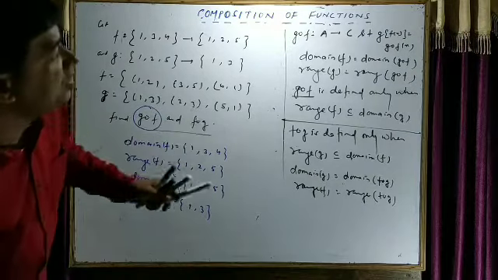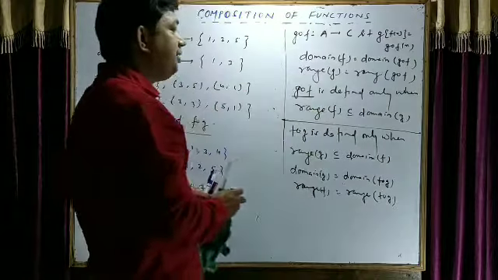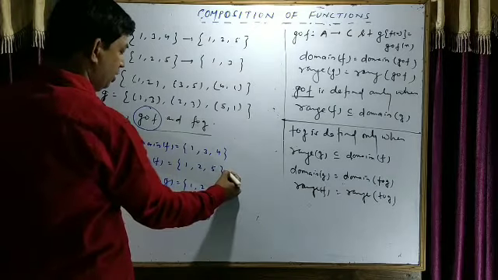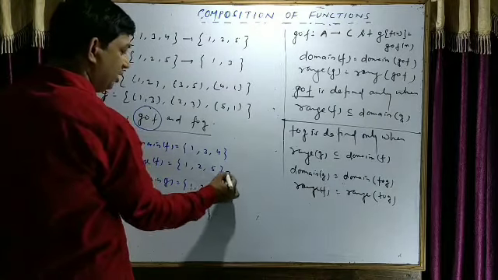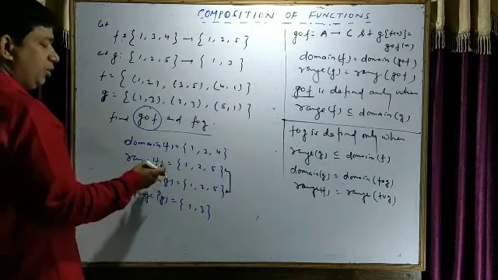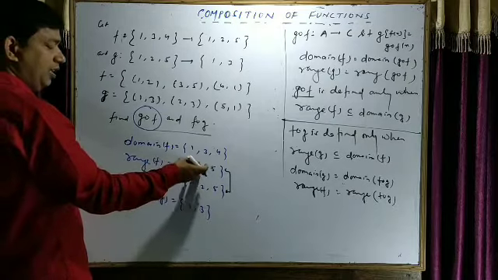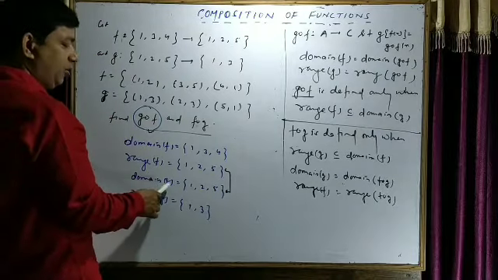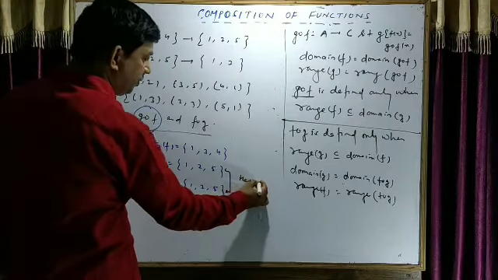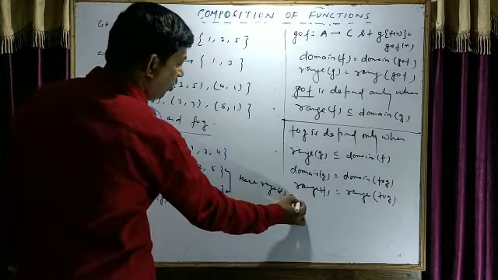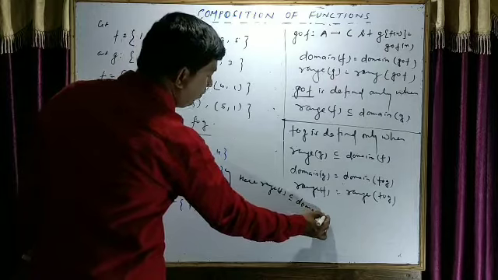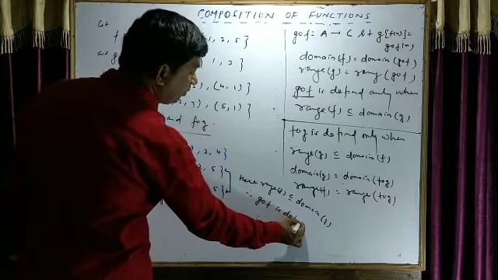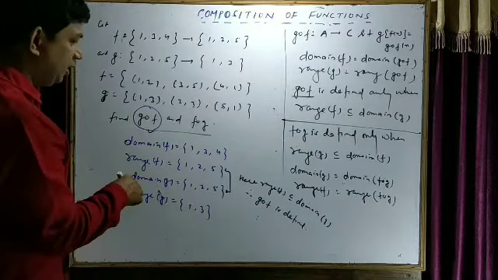gof is defined only when the range of f is a subset of the domain of g. The range of f is {1, 2, 5}, and the domain of g is {1, 2, 5}. All the elements of this set are also present in this set, so the range of f is a subset of the domain of g. Therefore gof is defined.